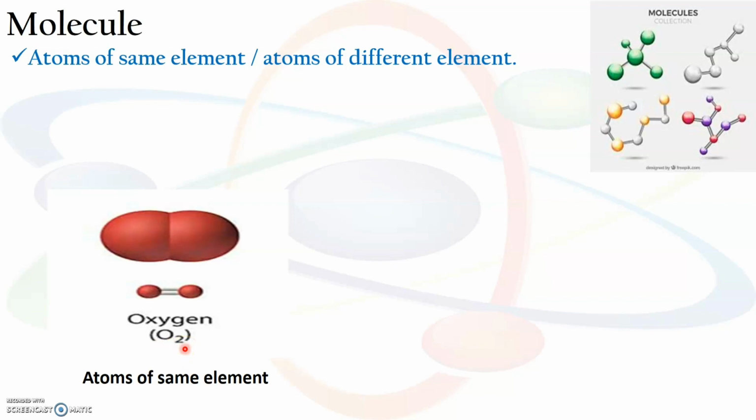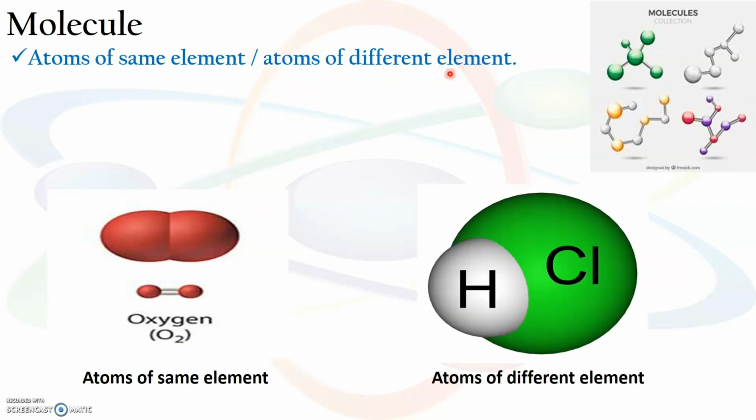Likewise, a molecule can be formed by the combination of atoms of different elements also. An example of that is a molecule of hydrogen chloride, which means in this case, atoms of different elements, that is, an atom of the element hydrogen and an atom of the element chlorine, have combined to form a molecule of hydrogen chloride. Therefore, it is clear that a molecule is a combination of atoms of the same element or atoms of different elements.